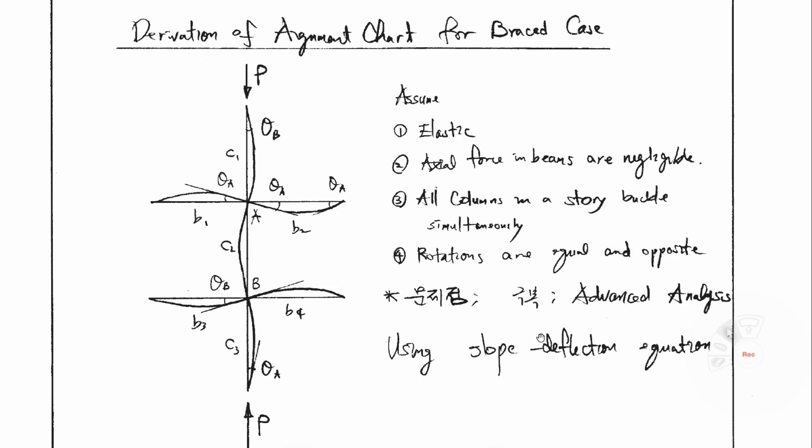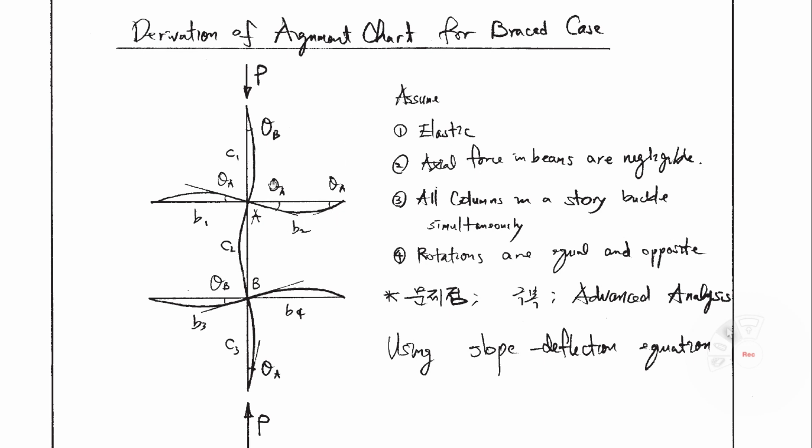When I derive this alignment chart, we have several assumptions. First one is the behavior is elastic. The second one is axial force in beams is negligible. We ignore axial force of the beam. Third assumption is that all columns in a story buckle simultaneously, and the rotations are equal and opposite. This is a braced frame. So this is joint A. This is joint B. Then the angle here is theta A, clockwise. At the other end, the angle is also theta A, but the direction must be opposite because it is a braced frame.